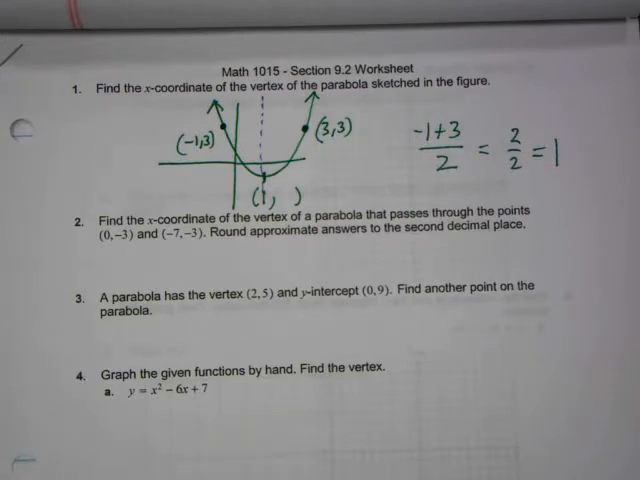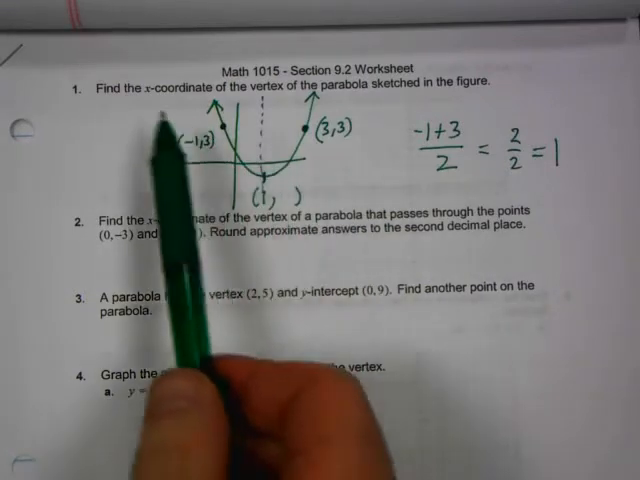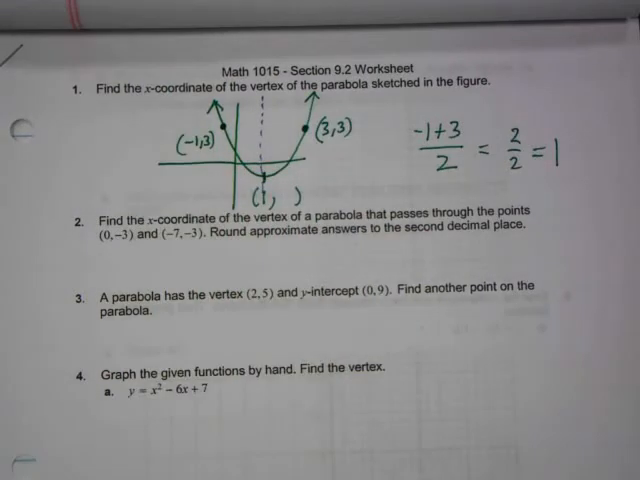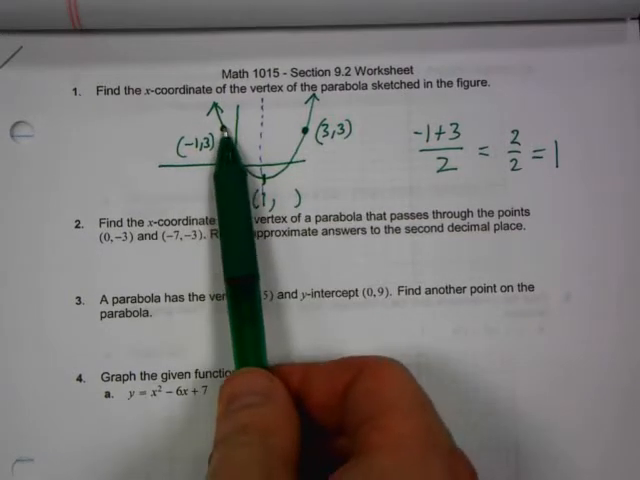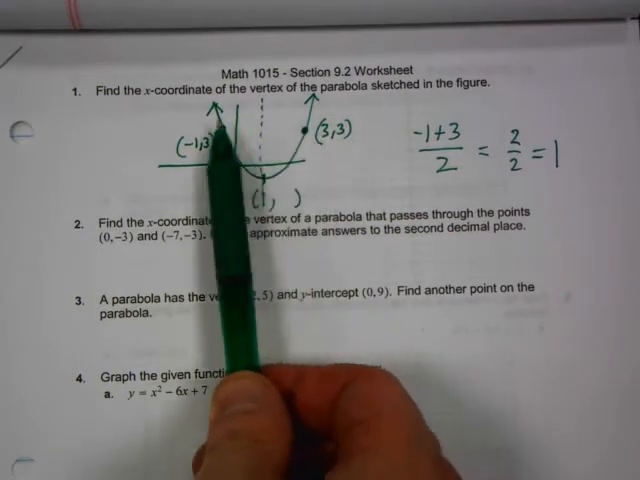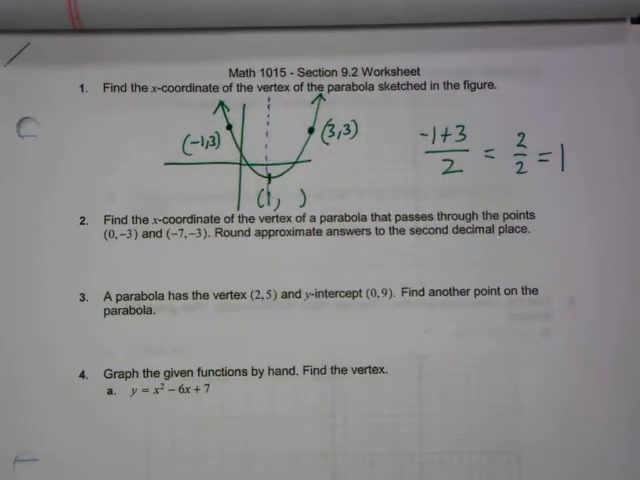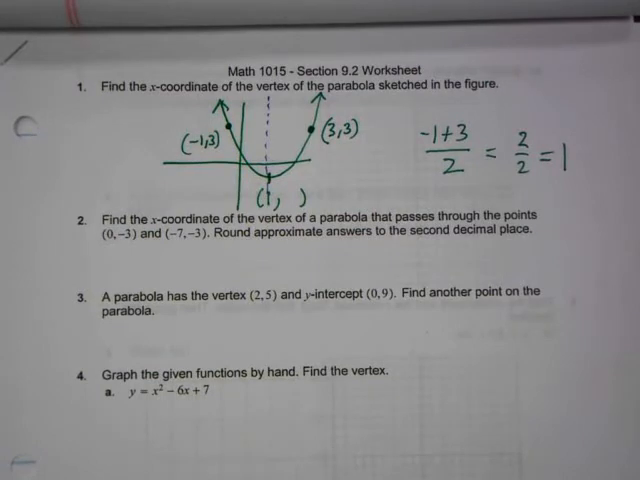I don't know exactly what the y number is. I would need more information. But this question only asked, find the x coordinate. It didn't ask for the x and the y. It has to be 1 because it has to be halfway in between. So we wouldn't have had to really do that math. This one's easy. All right, so let's look at the next one.